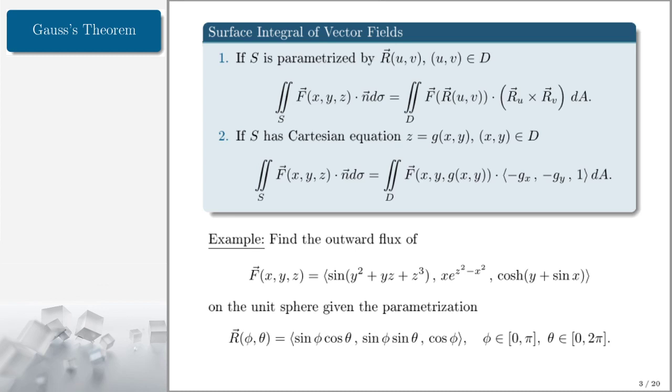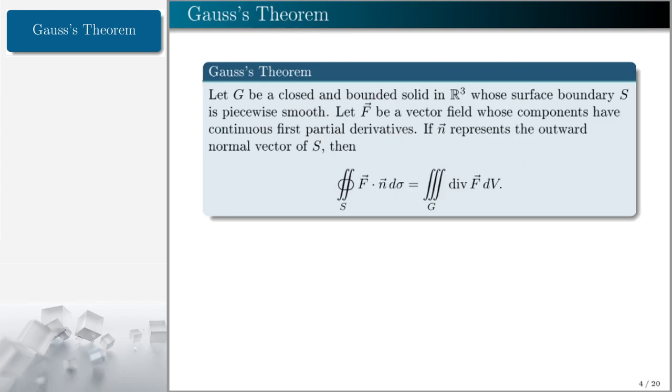In cases such as this, we can use a technique which will be the main topic for today, and that is called Gauss's theorem. This theorem states that if I have a closed and bounded solid G, and S to be its surface boundary which is piecewise smooth, F being a vector field whose components have continuous first partial derivatives, and last but not the least, N be the outward normal vector, then the surface integral of f across our surface S will be given by the triple integral of the divergence of f over our solid G.